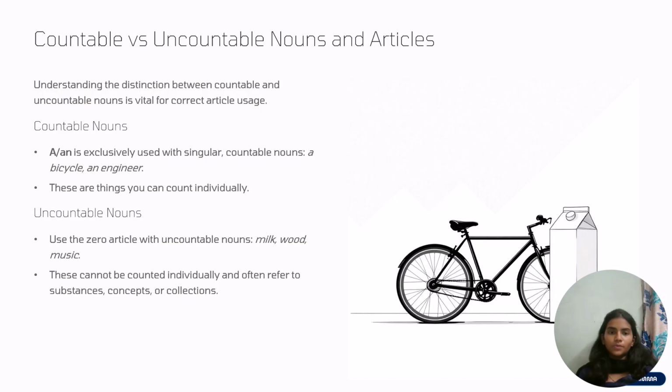Countable versus uncountable nouns and articles. Understanding the distinction between countable and uncountable nouns is vital for correct article usage. Countable nouns: a or an is exclusively used with singular countable nouns, for example, a bicycle, an engineer. These are things you can count individually. Uncountable nouns: use the zero article with uncountable nouns, for example, milk, wood, music. These cannot be counted individually and often refer to substances, concepts, or collections.